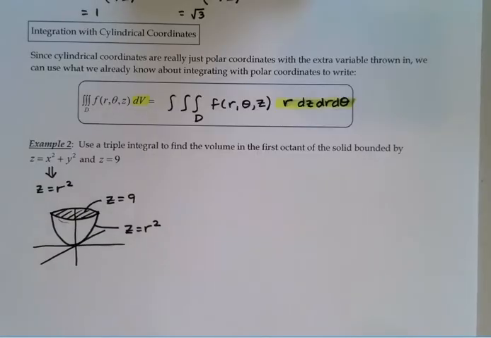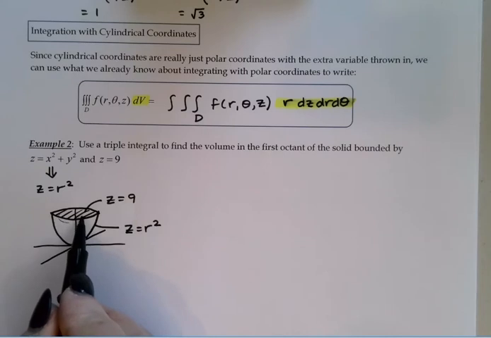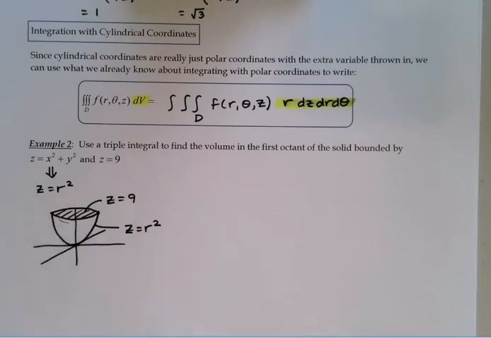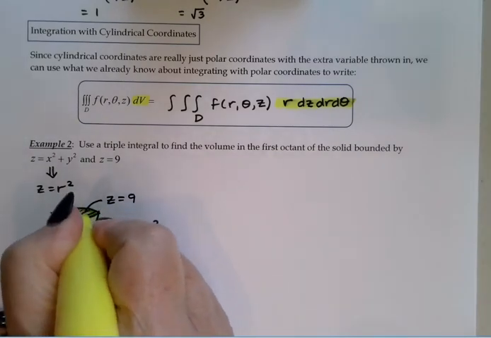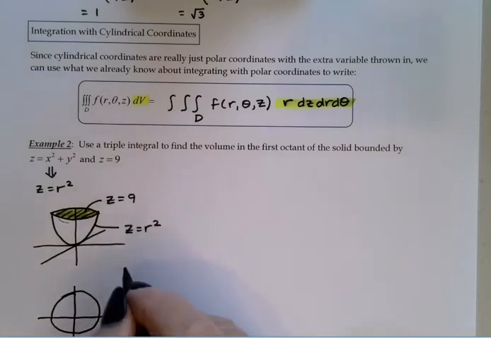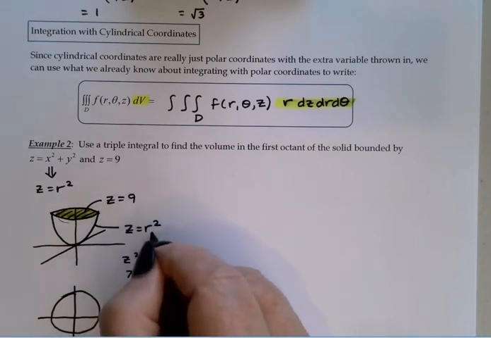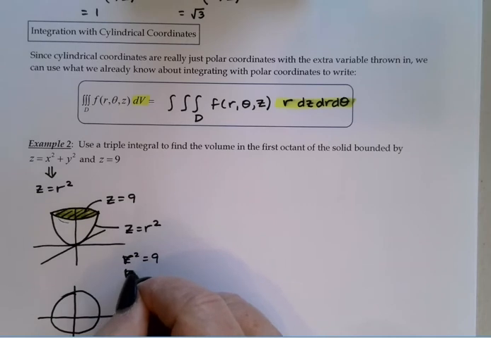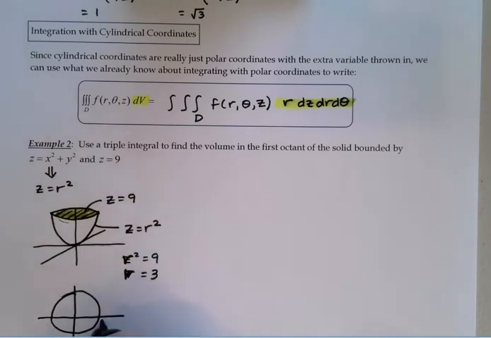All right, speaking of the circular intersection, that circular intersection projected down into the xy plane forms the region R. So that's my R, except down here in the xy plane. If I set the z's equal to one another to find the intersection, that's r squared equals 9. That gives me r equals 3, or a circle of radius 3.